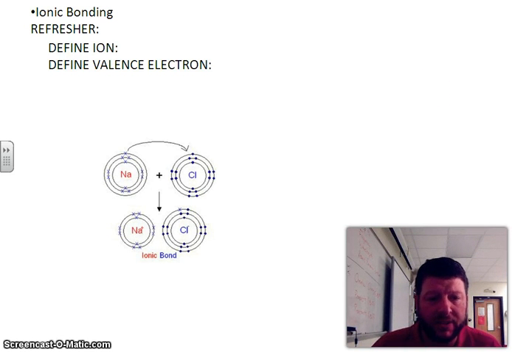Now let's do a little bit of a refresher here before we get into ionic bonding. I need you right now to define what an ion is, and I need you to define what a valence electron is. So please define an ion and define a valence electron. Okay, thank you for doing that.